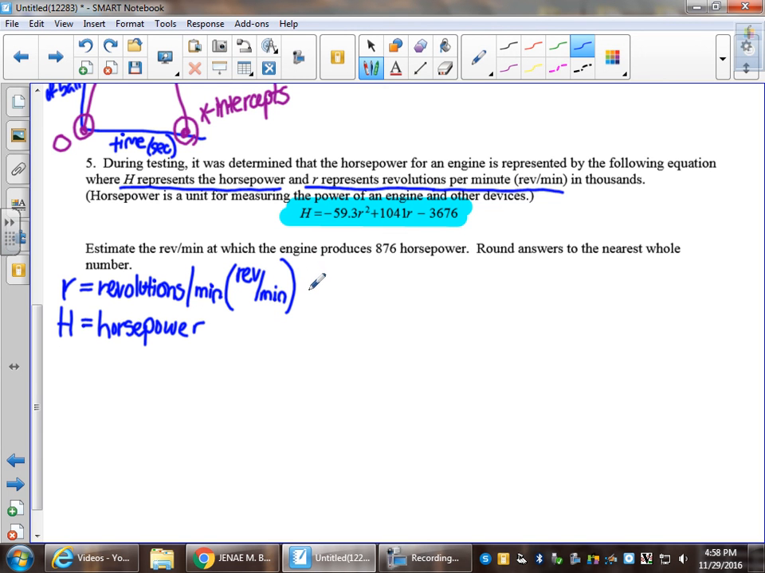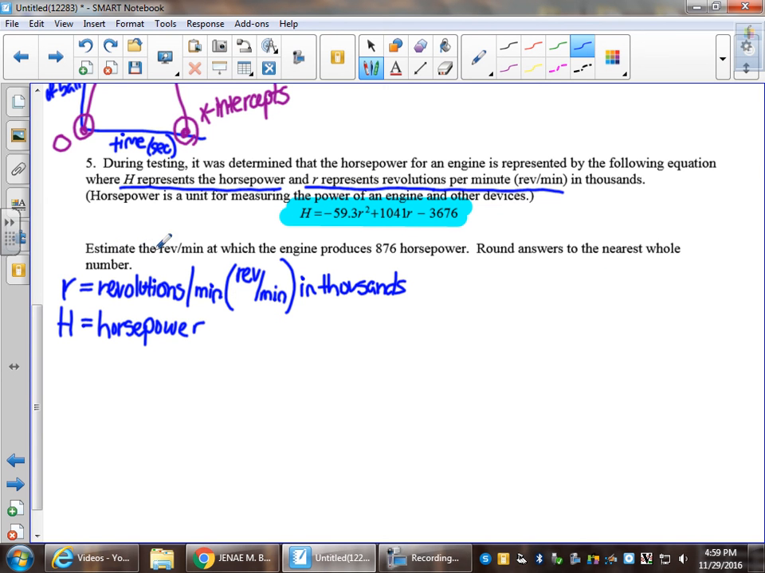And revolutions per minute in thousands. So this is in thousands. Okay, so this information I pulled straight from the question. R represents revolutions per minute in thousands, rev per minute in thousands, and H is the horsepower. And we have a definition. Horsepower is a unit for measuring the power of an engine and other devices. We have a model. Fantastic.